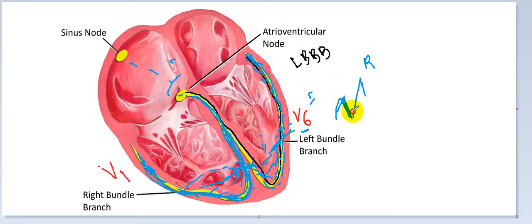So if you see, this thing looks like bunny ears or rabbit ears, and they call it the RSR wave. And you see that happening here. And this same phenomenon happens in V6, and it happens in lead 1.